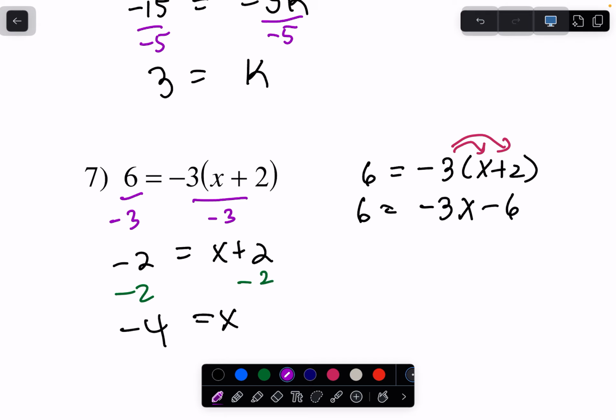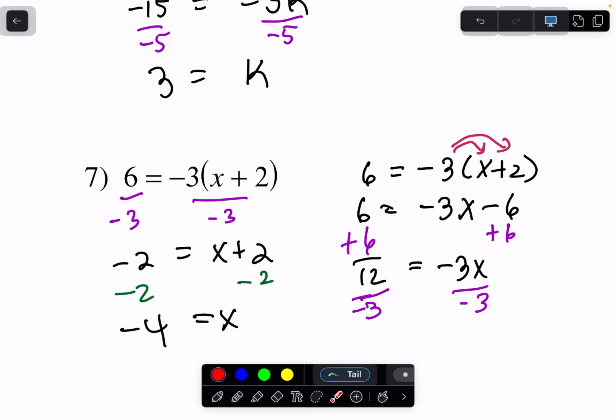And now it just becomes very similar to some of the problems we solved earlier. Let's add 6 to both sides because we want to isolate that negative 3x. We get 12 equals negative 3x. Now that negative 3x is alone, now and only now do we divide off the negative 3. Do you see how here we divided off the negative 3 first? Here we eventually have to divide by negative 3 anyway. But our answer is still negative 4.